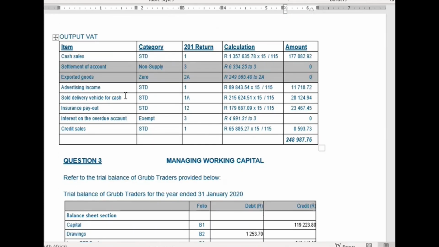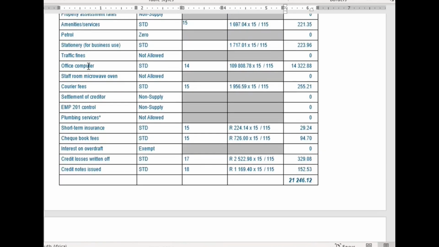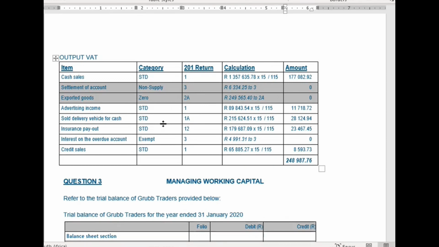definitely, SARS wants to make sure they get their money. Advertising income is standard, and you're going to put it under 1. When you actually then go and you sell a delivery vehicle for cash, you're now getting rid of a capital asset. There, with the office computer, you acquired a capital item and you were able to claim the VAT. If you get rid of a capital item, you'll have to pay the VAT, but you're not going to just put it under section 1. You're going to put it under 1A because there is a special category for it once again.